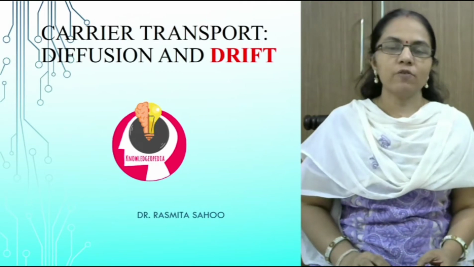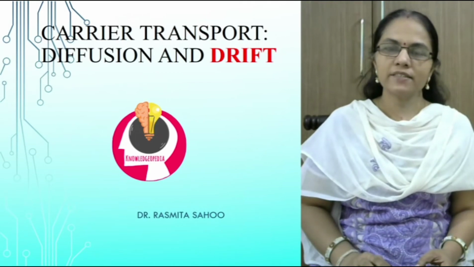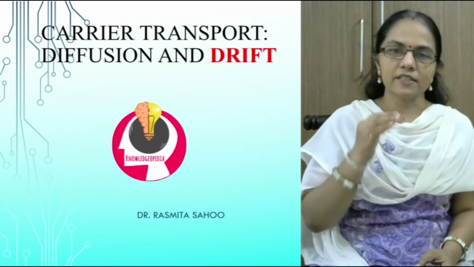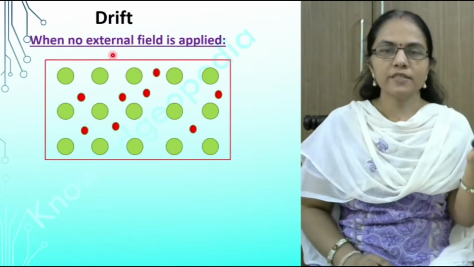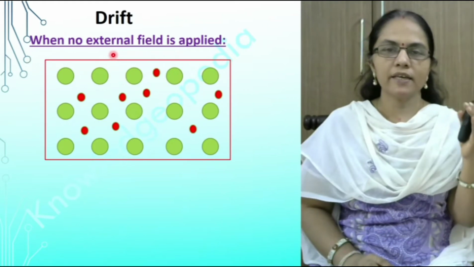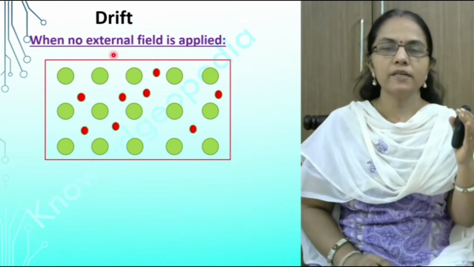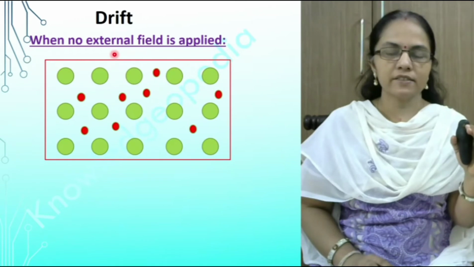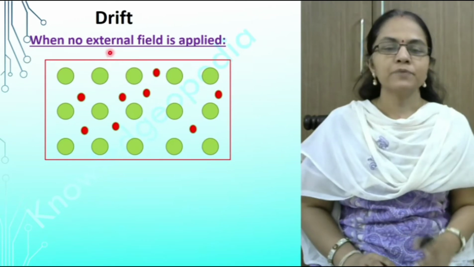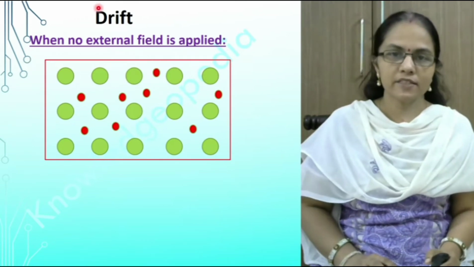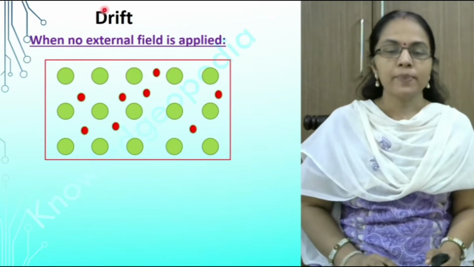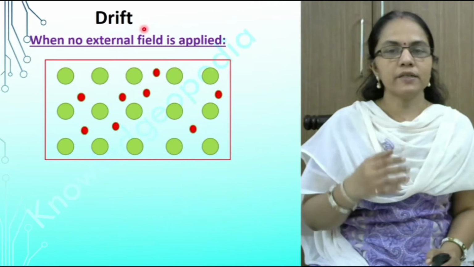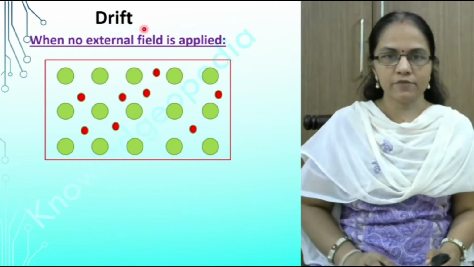Today we'll see what is drift and what is the expression for drift current. In the process of diffusion, we have seen that the carriers move due to the difference in carrier concentration or concentration gradient. Here we will see why this drift current is occurring or why the carriers are being drifted. The drift occurs due to the applied electric field.